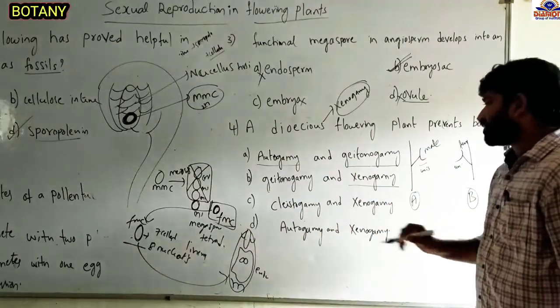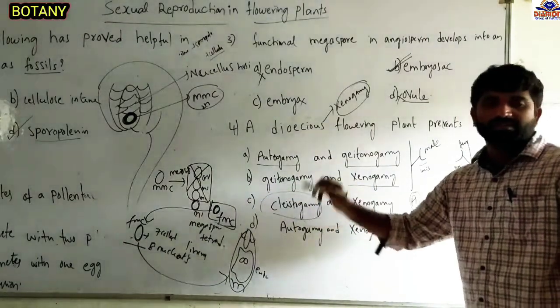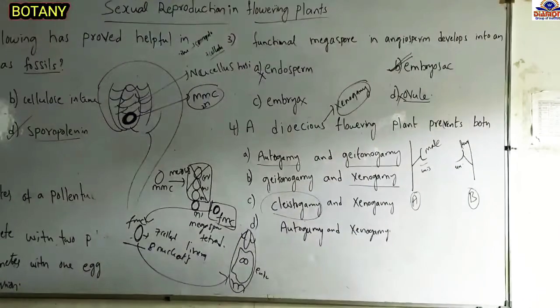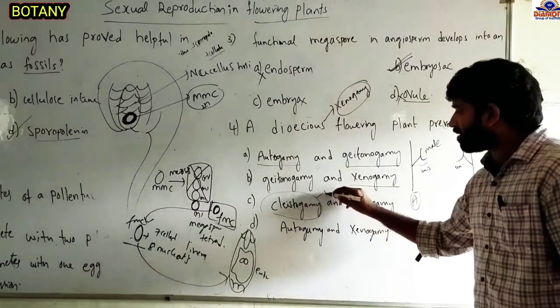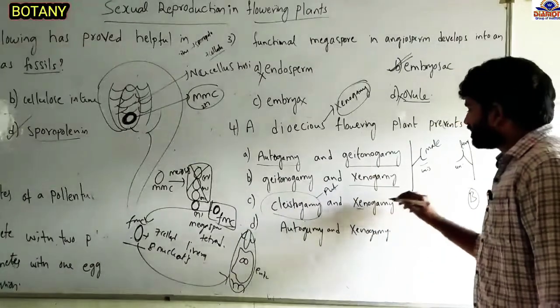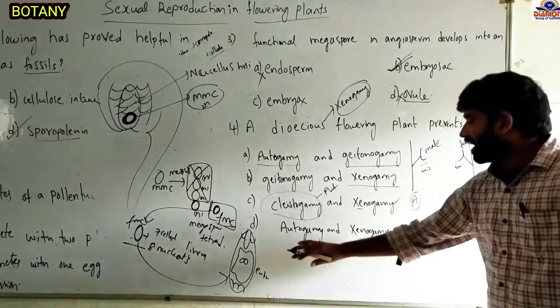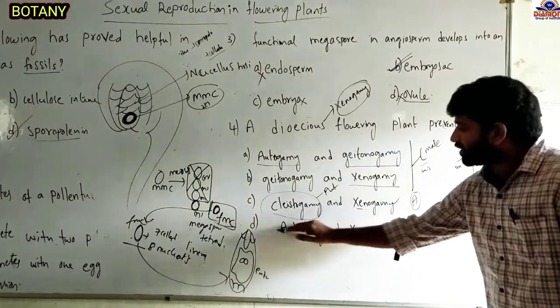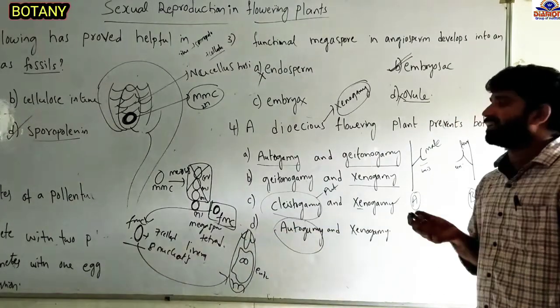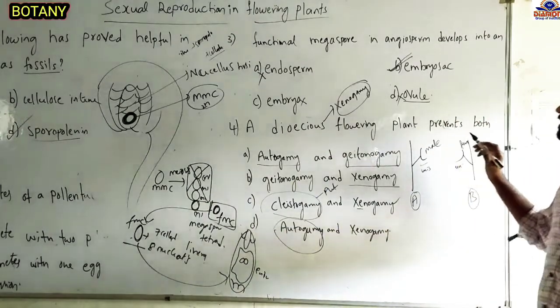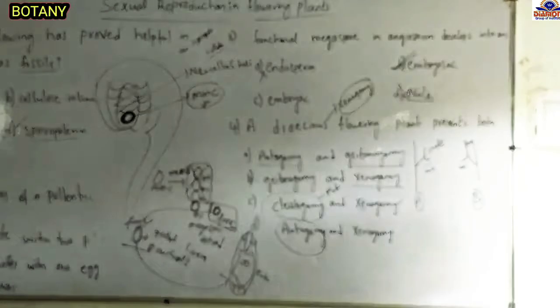Cleistogamy and xenogamy. Cleistogamy will not exclude, meaning cleistogamy refers to closed flowers. Flowers are always closed, so they perform autogamy, and xenogamy cannot take place. Autogamy and xenogamy: autogamy they can prevent, but xenogamy they encourage. The question asks for both to be prevented.